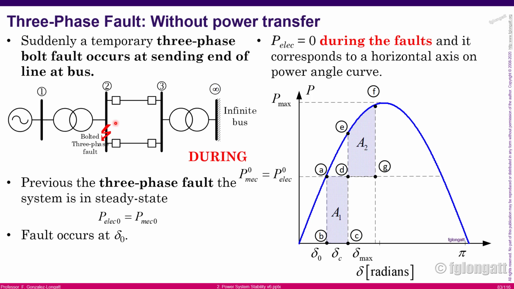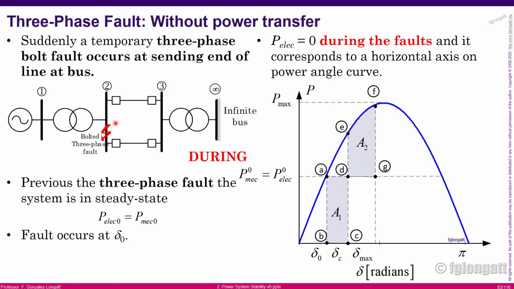Well, as you can see, the fault is located at bus bar number 2. And bus bar number 2 is quite interesting because it's the connection point between the high voltage side of the transformer and the transmission lines. And as you can see over there, when we have the bolted three-phase fault at that point, there is an issue because the voltage at that bus bar is 0, and as a consequence, there is no possibility of transmitting power during the fault.